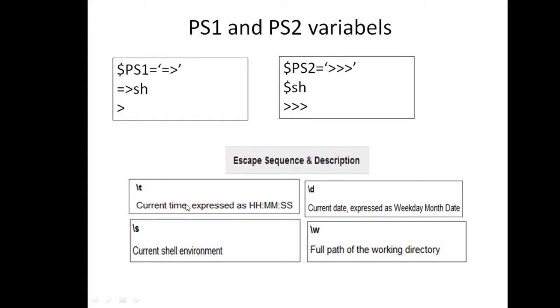So these are all the escape sequences and their descriptions. Backslash t stands for the current time, and backslash d is the current date expressed as the weekday, month, date. So these special escape sequences can also be used along with PS1 and PS2.